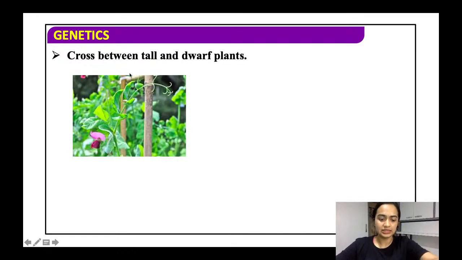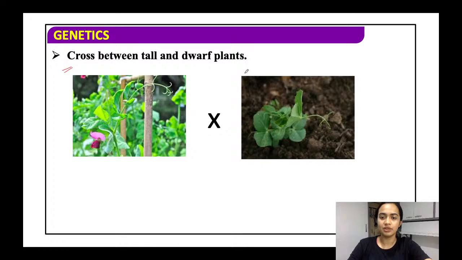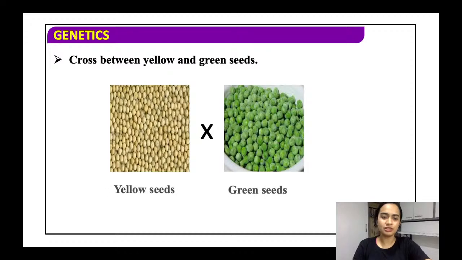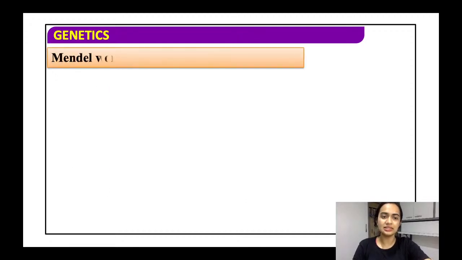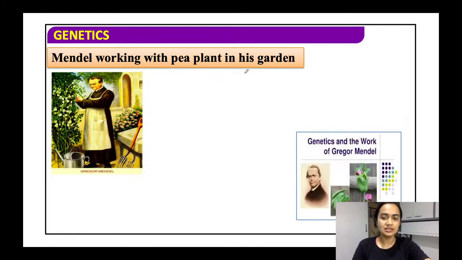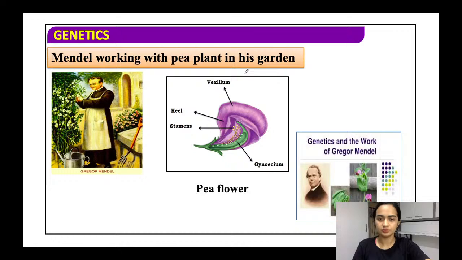All right. So it was either tall or dwarf, either yellow or green, in that way. So what he did basically was, he tried to cross between the tall and the dwarf plants. He took plants having two different traits and cross pollinated them. And once he crossed a tall and a dwarf plant, he obtained some interesting results, or even you can cross a yellow and a green seed. That is just an example. So see, this is Mendel working with a pea plant in his garden. And this is how a pea flower looks.